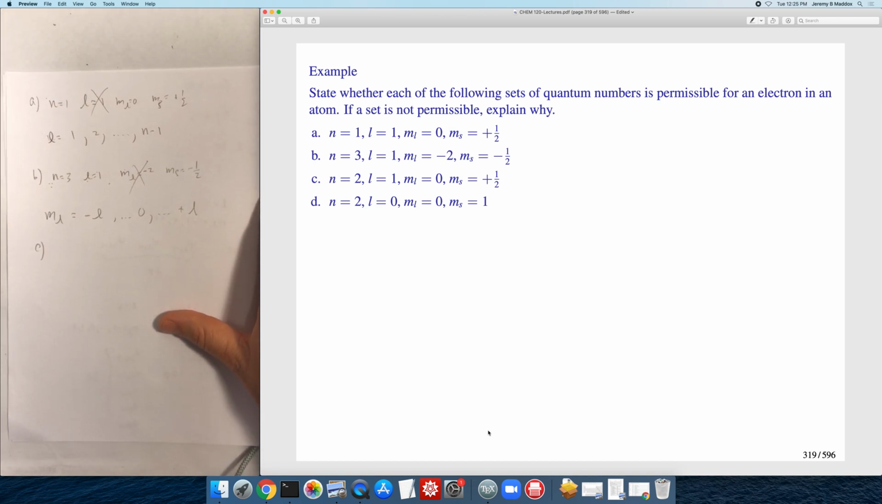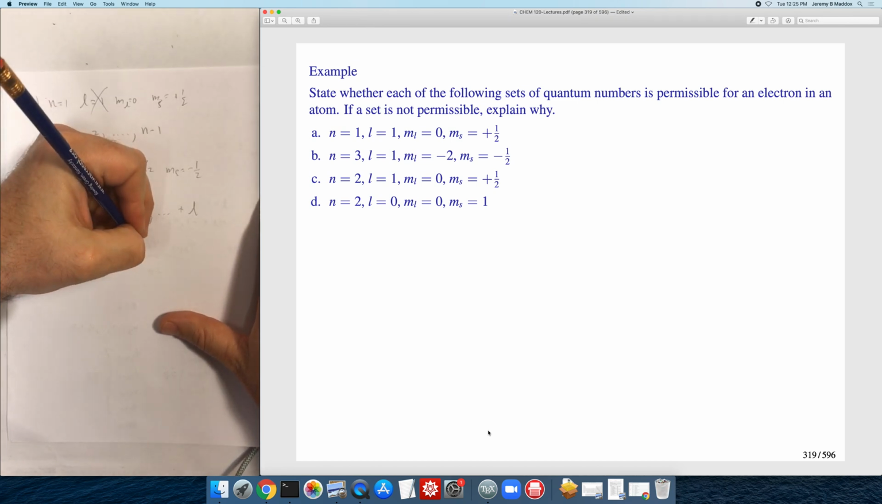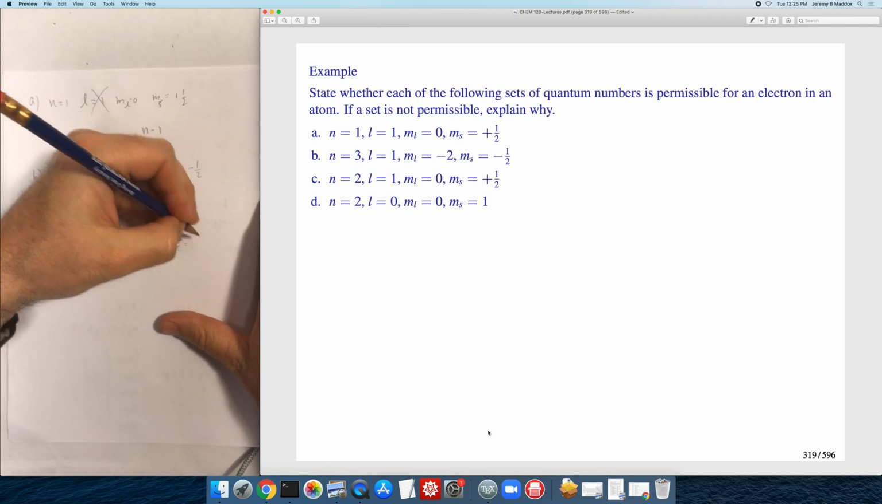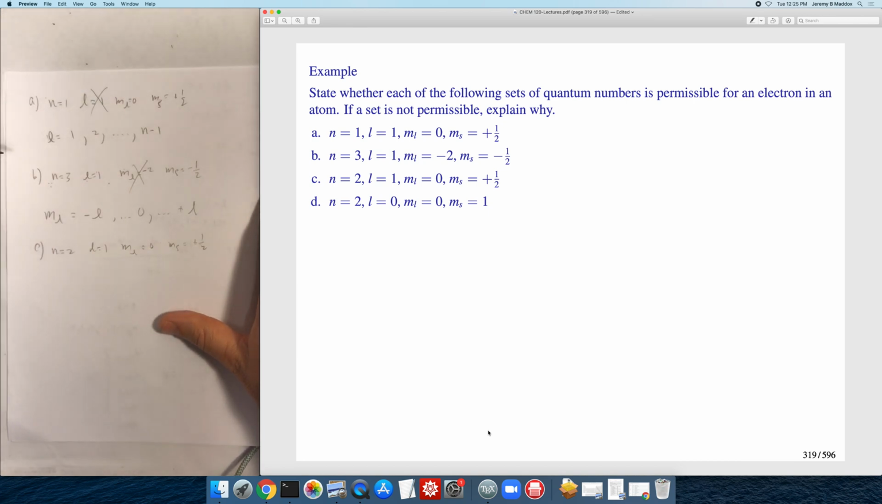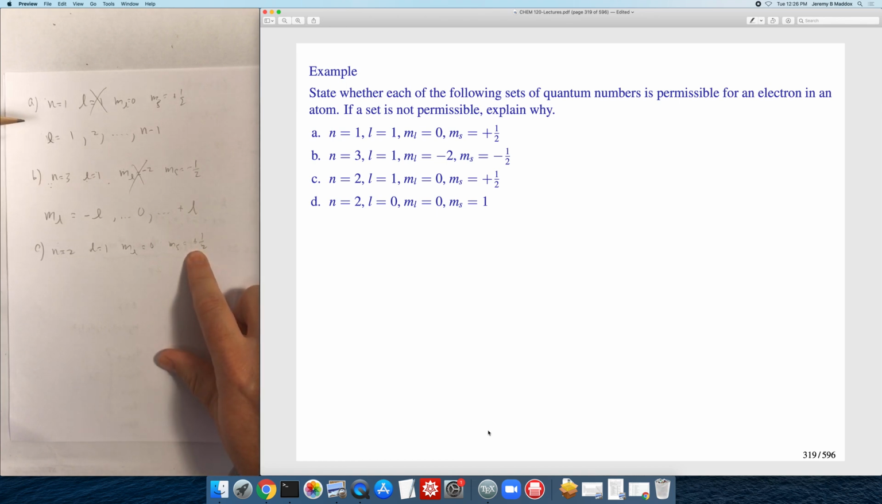For part C, we have n equals 2, L equals 1, m sub L equals 0, and m sub S equals plus 1/2. This would be an allowed set of quantum numbers. You can have an n equals 2 electron. In that case, L is allowed to be 1. m sub L equals 0 is allowed when L equals 1. And then the electron can have a plus or minus 1/2 spin quantum number. Okay, and so that's an acceptable value.